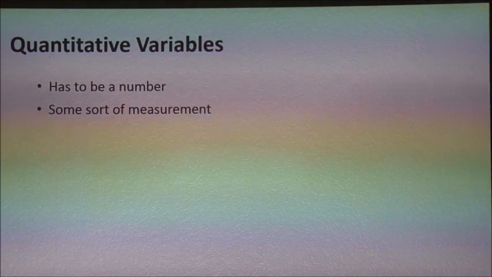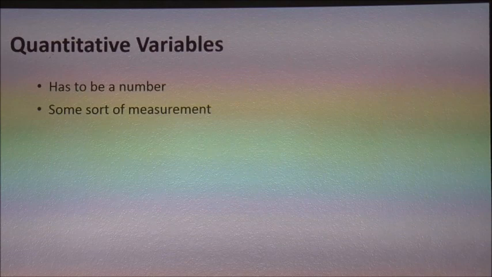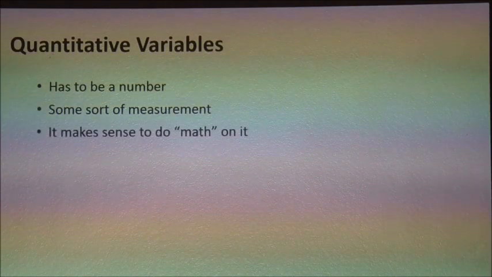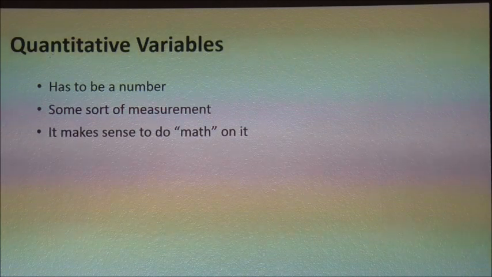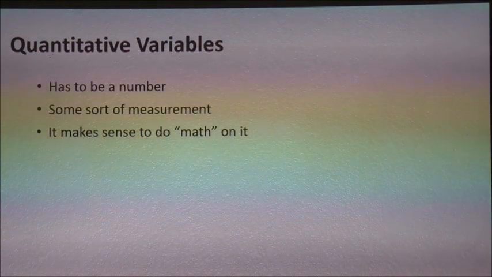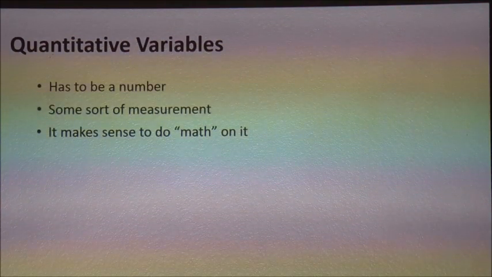You might be measuring a width or a weight or a speed or a time that something takes, but it's always going to be some sort of a measurement. And the important part about quantitative variables, in order to determine if a variable is quantitative, is to decide if it makes sense to do math on the variable. And I'll talk more about that in just a few minutes.